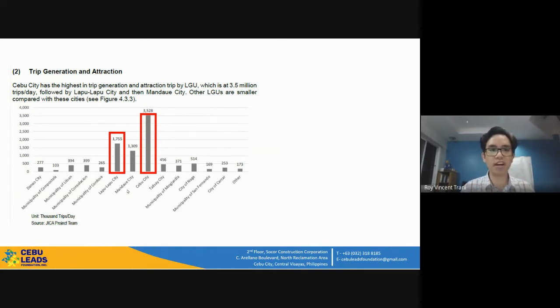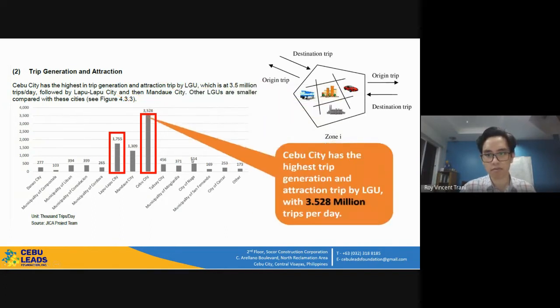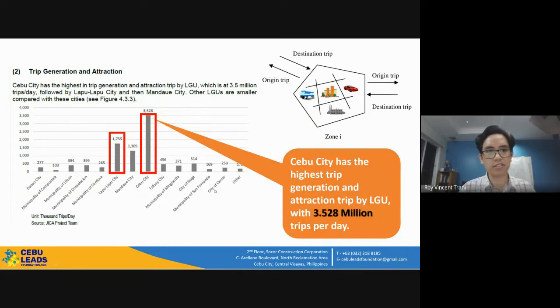So Cebu City has the highest trip generation compared to other LGUs. Cebu City has 3,528, where everyone else is like 1,700. And in Lapu-Lapu City, 1,300 trips, and in Mandaue City. And then the rest of the municipalities don't even reach 500 trips, maybe except City of Naga over here. Okay, so that's 3.52 million there, not 3.52 thousand. It's in the thousands, the graph. Okay, so that's a lot of trips.